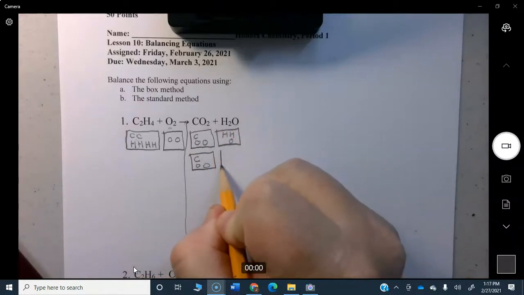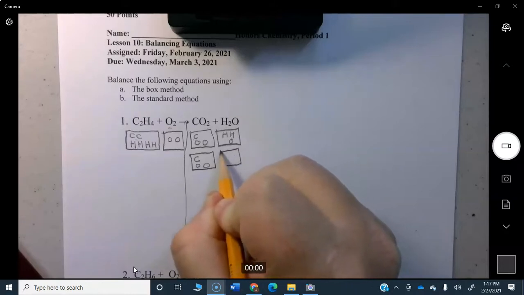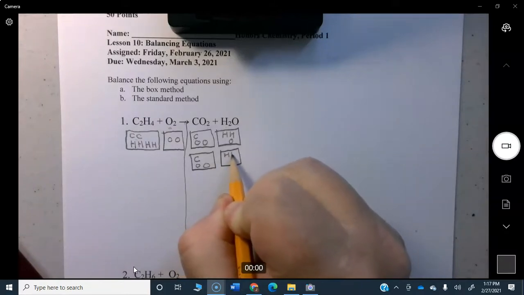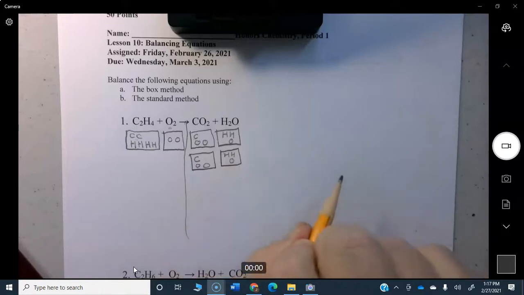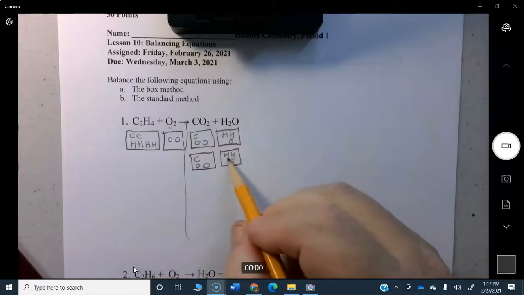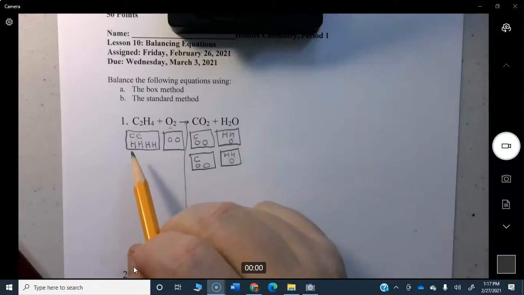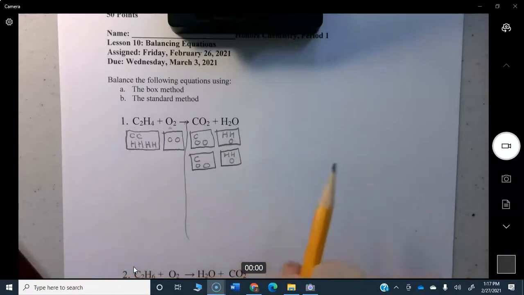And I'm going to go ahead and draw a box by adding a water molecule here, like that. So now I have 1, 2, 3, 4 on the right, and I already had 1, 2, 3, 4 on the left. So carbon is in balance, and hydrogen is in balance as well. So now oxygen, again, that's the one we saved to last. Now we have to deal with it.